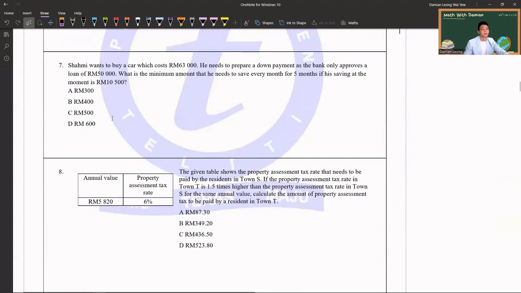Question 7. Shami wants to buy a car which costs 63,000 ringgit. He needs to prepare a down payment as the bank only approves a loan of 50,000 ringgit. What is the minimum amount that he needs to save every month for 5 months if his savings at the moment is 10,500 ringgit?